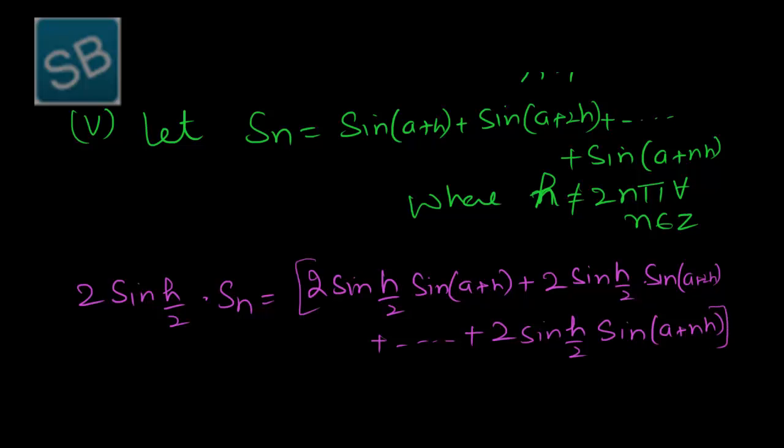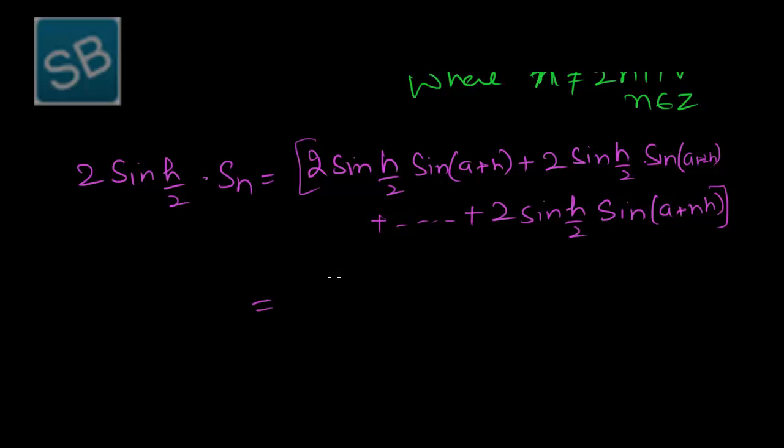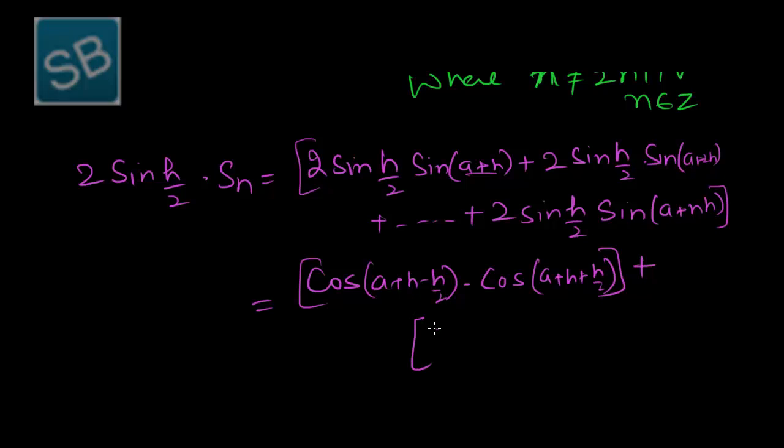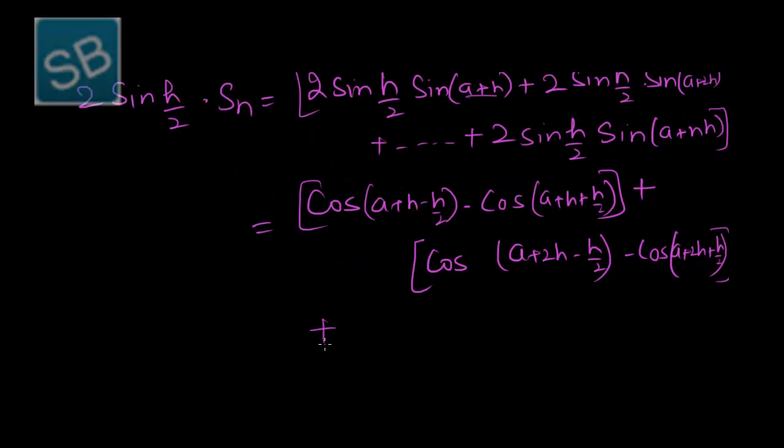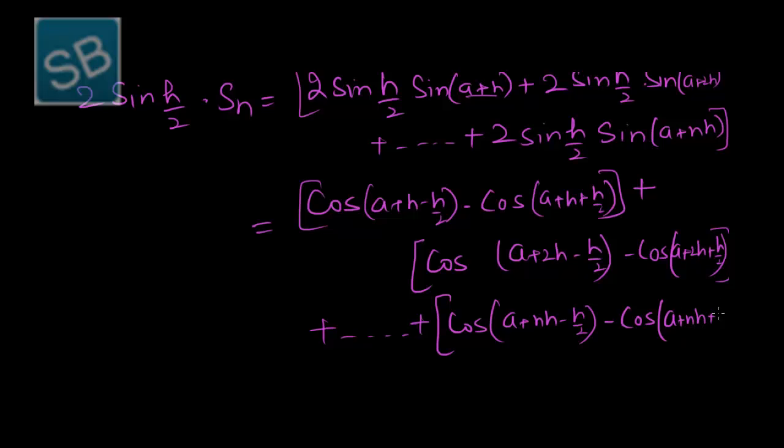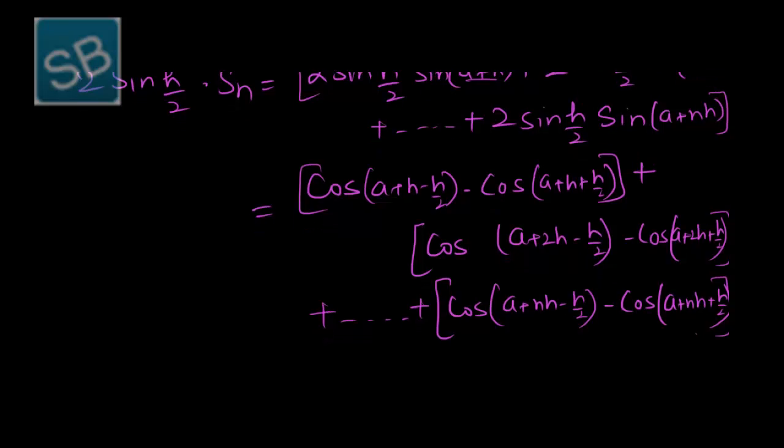So we have the formula 2 sine C sine D, that is cos C minus D minus cos C plus D. So this becomes cos of a plus h minus h by 2 minus cos of a plus h plus h by 2, plus cos of a plus 2h minus h by 2 minus cos of a plus 2h plus h by 2, plus so on, cos of a plus nh minus h by 2 minus cos of a plus nh plus h by 2, that is cos C minus D minus cos C plus D. So this is the formula of 2 sine C sine D.